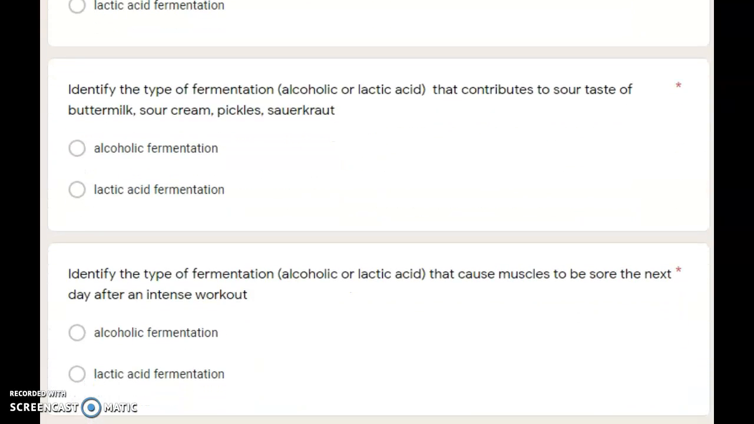Identify the type of fermentation that causes muscles to be sore the next day after an intense workout. And again, that's the buildup of lactic acid in those muscles due to not getting enough oxygen in there. Those muscles are working hard using lots of ATP and not getting enough oxygen, so it's going to switch over to anaerobic fermentation, without oxygen. So lactic acid fermentation is an anaerobic process.